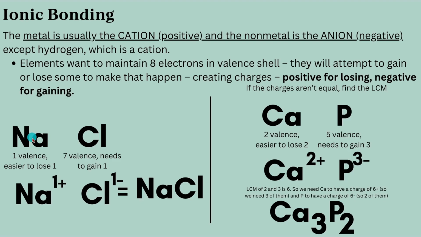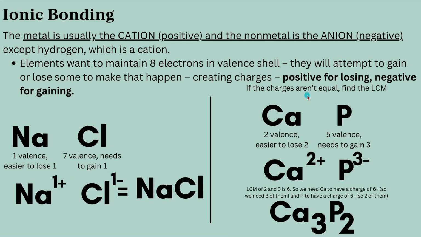For example, sodium has 1 valence electron, and it's easier to lose 1 valence electron than to gain 7 more. So it's just going to lose that 1 valence electron and gain a positive charge. Chlorine has 7 valence electrons, and the most obvious thing to do is just to gain 1. So it is going to get a negative charge. And when you put these two together, the positive and negative cancel out, so it's about 1 and 1. Just NaCl, which is table salt.